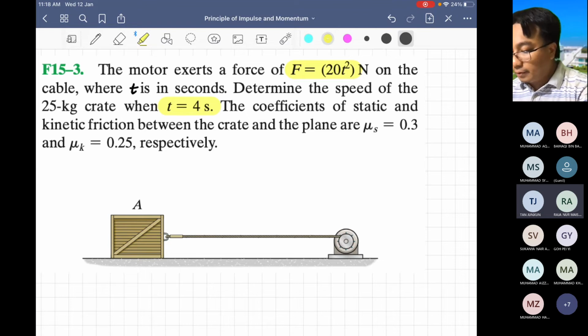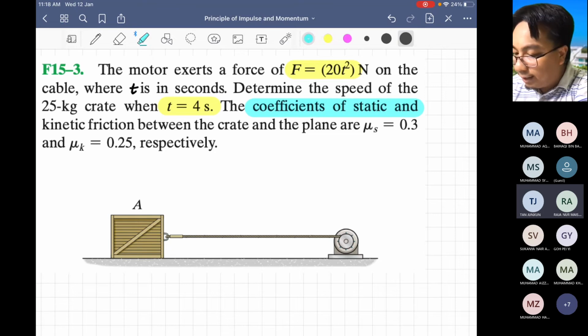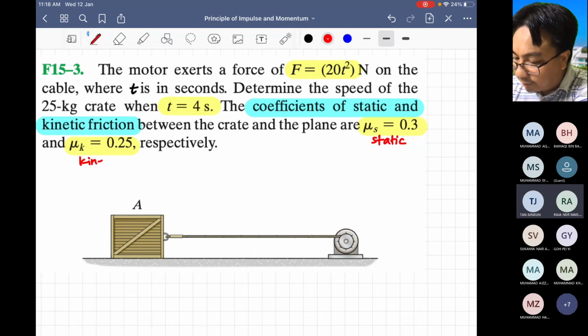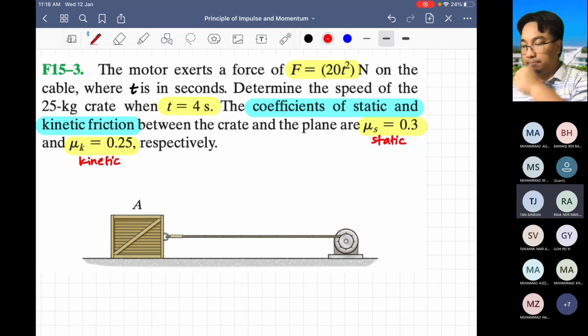Alright. The coefficient of static and kinetic friction between the crate and plane are mu s 0.3 and mu k 0.25 respectively. Okay, dekat sini ada trick sikit. Dia bagi coefficient of static and kinetic friction. Dia bagi dua. Dia bagi mu s 0.3, dia bagi mu k. Okay, mu s ini static friction, mu k kinetic friction. Okay. Kenapa dia bagi dua ni?